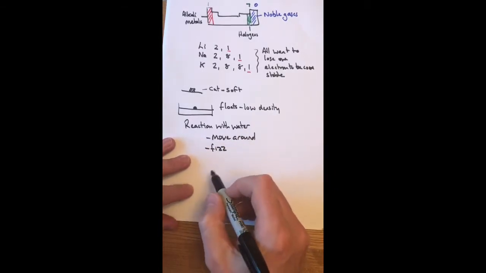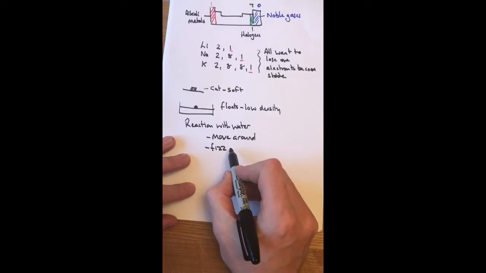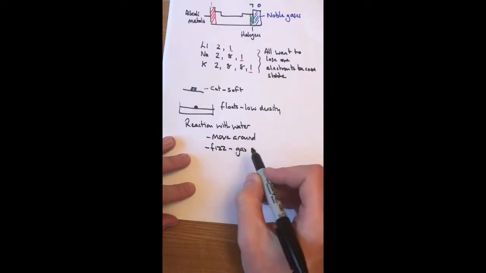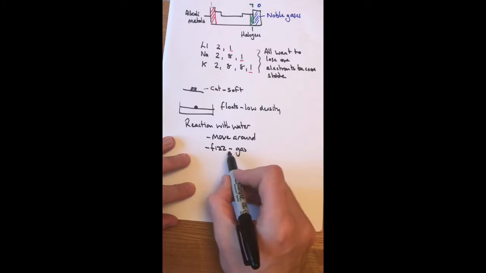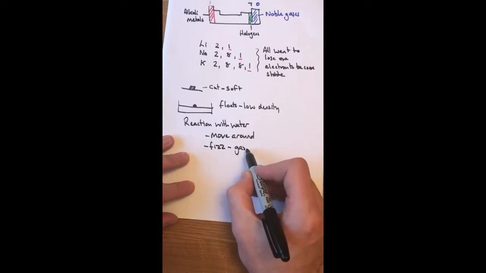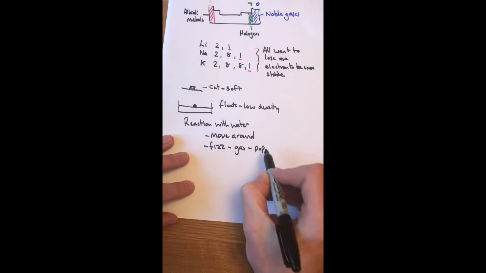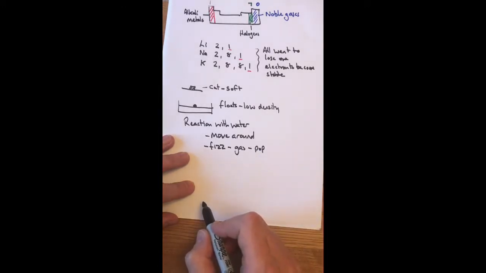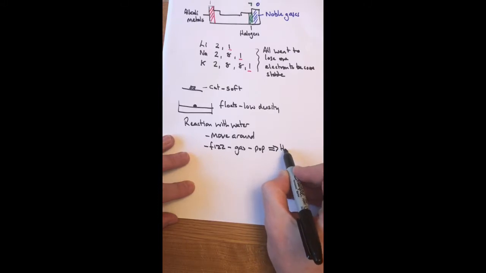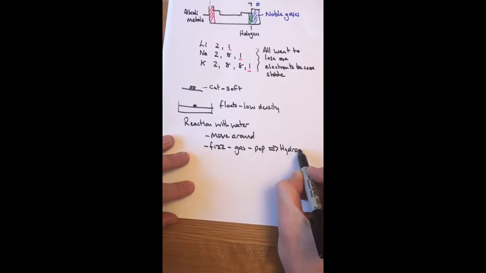So it starts to fizz. It's fizzing because it's producing a gas. So it's starting to fizz, producing a gas. We're able to then collect that gas and test that gas. And the test that we do is the lighted splint test. So we can collect the gas, put a lighted splint inside it, and it burns with a squeaky pop. And if you remember what that means, this gas that is being produced is hydrogen.